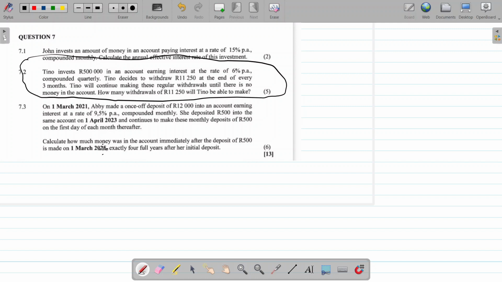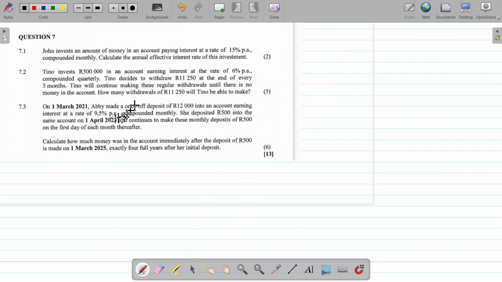So here's Tino. He takes 500,000, invests it in an account. This account earns interest at the rate of 6% per annum compounded quarterly. Tino decides to withdraw 11,250 rands at the end of every 3 months, and will continue making these regular withdrawals until there is no money in the account. So it's a withdrawal question, right? We know that when you're dealing with withdrawals, you're going to use the present value formula. So in the case of someone winning the lottery and then investing the money and making withdrawals, in order to calculate everything regarding those withdrawals, you're going to use the present value formula.